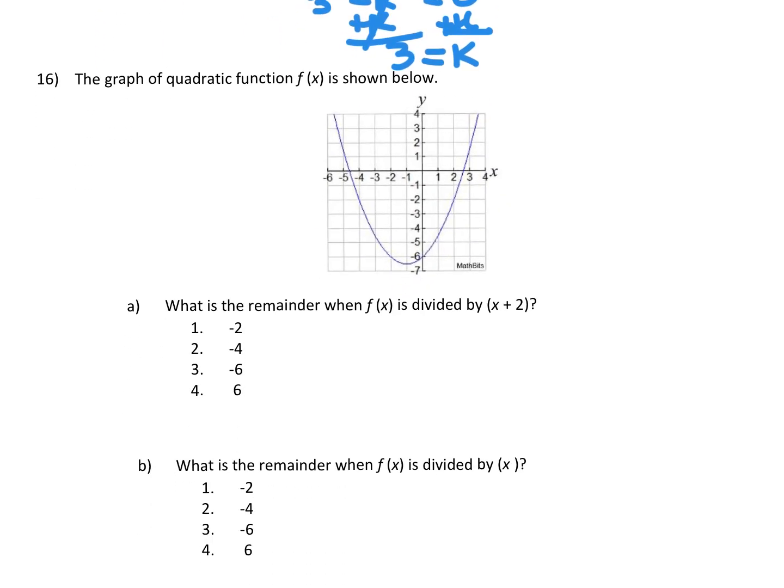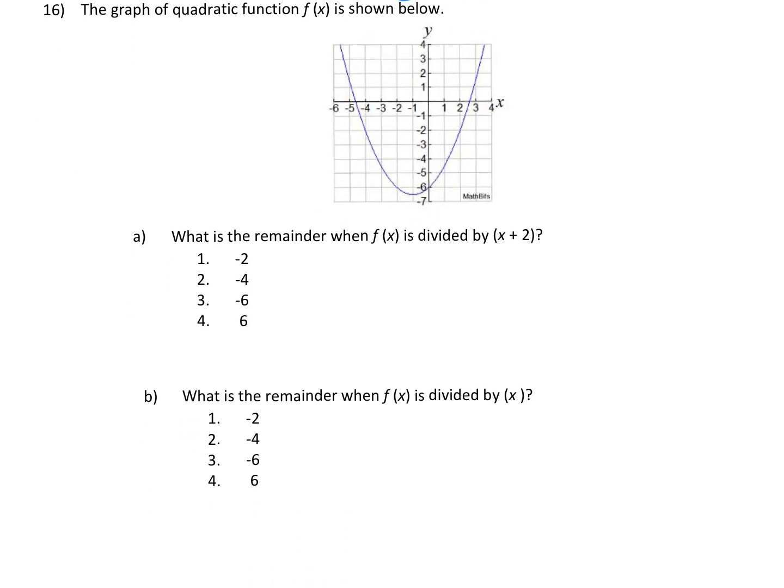All right, so number 16, they give us this graph of f of x. And first thing, they want to know what is the remainder when f of x is divided by x plus 2. So if we're dividing by x plus 2, we want to look at the value of the function when x equals negative 2, okay? We're trying to figure out what's f of negative 2 equal to. So if we go to when x is negative 2 and follow it down to the graph, we can see right here that the value of the function when x equals negative 2 is at a y value of negative 6. So choice 3.